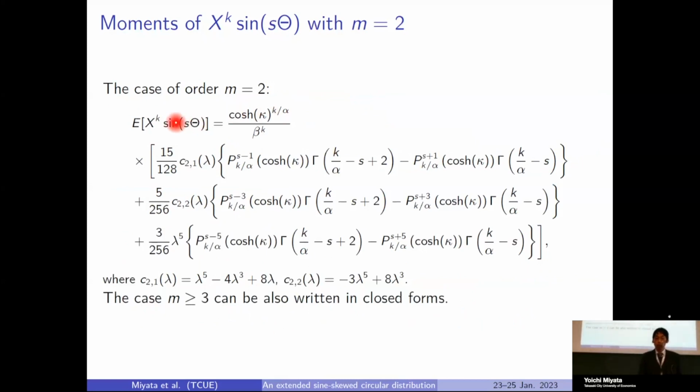The case of order m equal to 2 is given by this expression. The case m greater than or equal to 3 can also be written in closed forms.